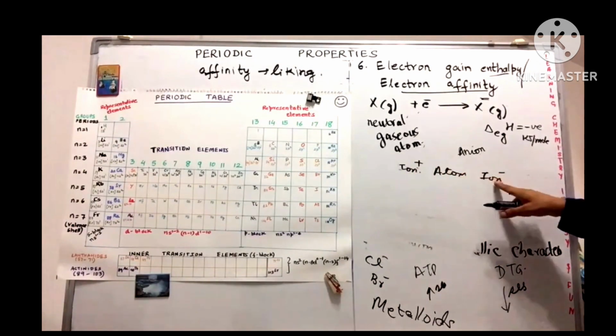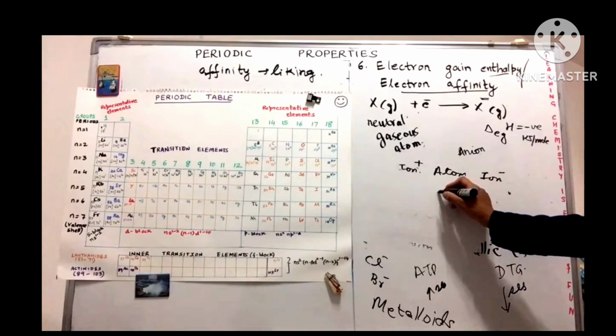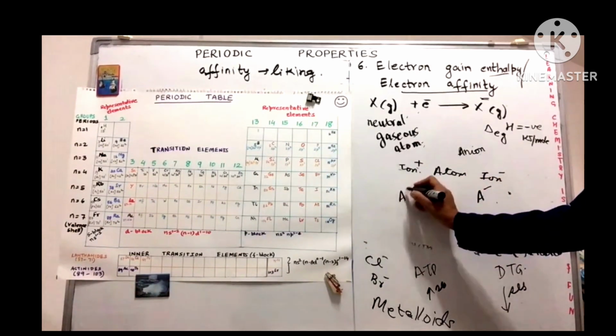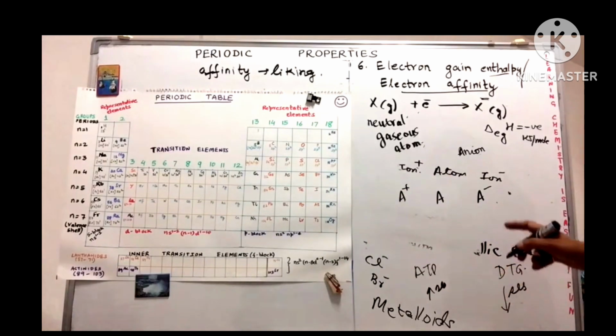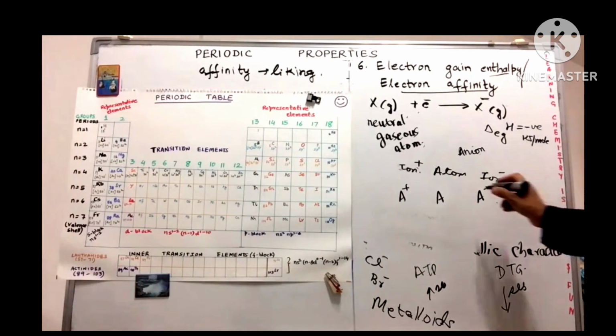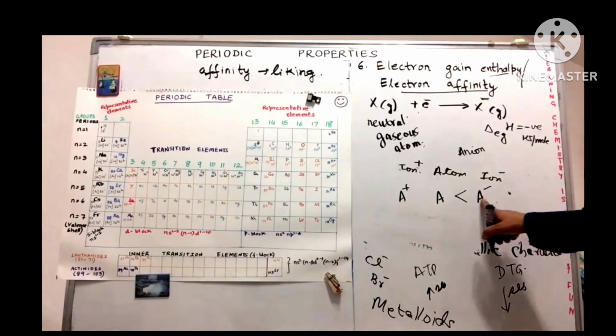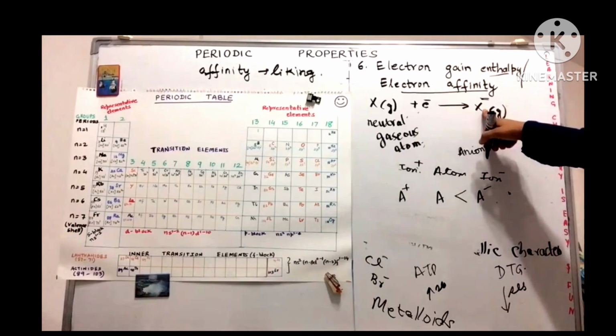Ion positive, atom, cation. So let's suppose I have A negative, A positive. Can you arrange them in increasing order of their size? Yes. A negative will be bigger than A because it has been formed by the gain of an electron.